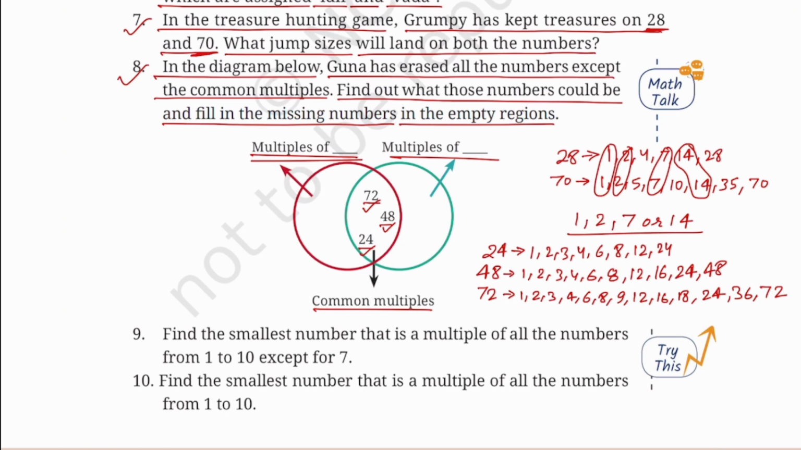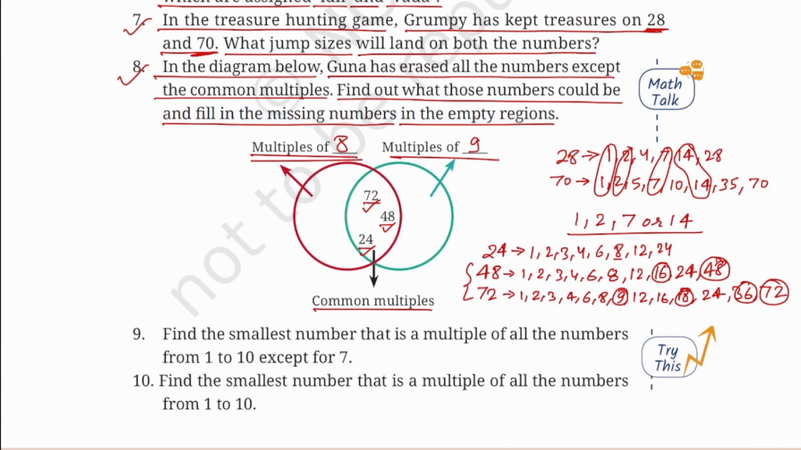For example, I am taking 8. And for the second circle, you can take any number that is not a factor of 24 but is present in the factors of 48 or 72. For example, you may take 16, 9, 18, 36, 48, 72, etc. For simplicity, I am taking 9.